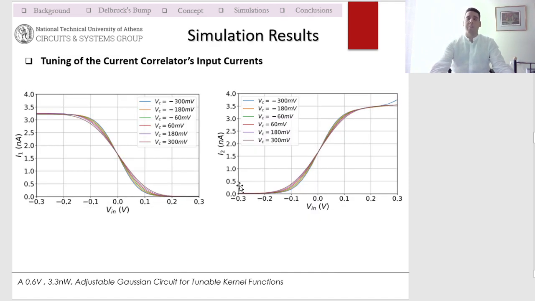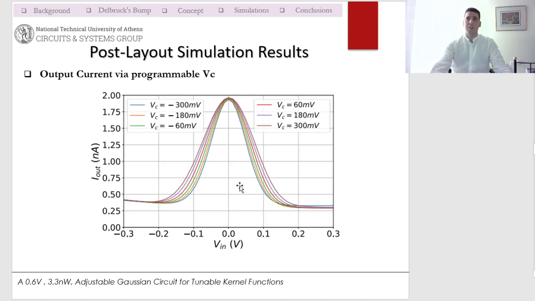The Gaussian circuit simulation results are from post-layout simulation. The layout of the proposed architecture is shown in this slide, where the area is 38.9 micrometers by 50.3 micrometers. By increasing the bulk voltage Vc, we achieve higher transistor transconductance gm values. This results in more current flow for I1 and I2, as shown in this slide. As a result, the deviation or width of the Gaussian function output is increased, without affecting the amplitude and mean value. Only an increase in the transistors' body voltage leads to a width increase.